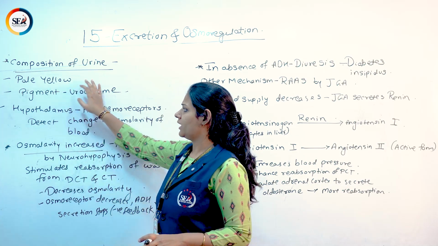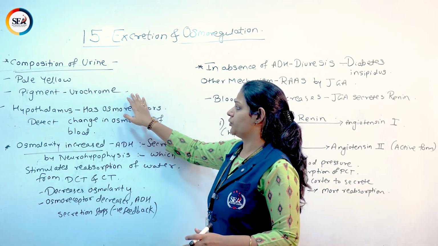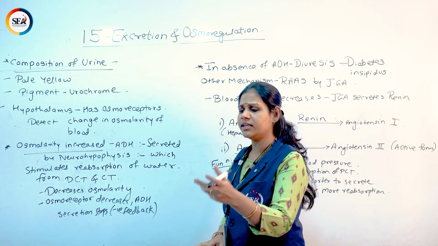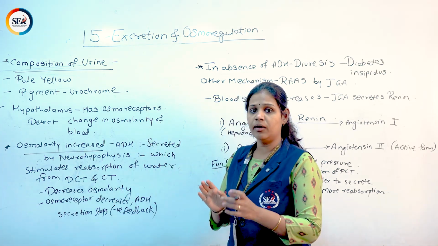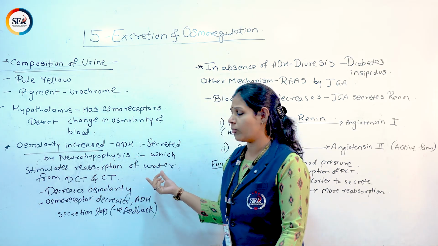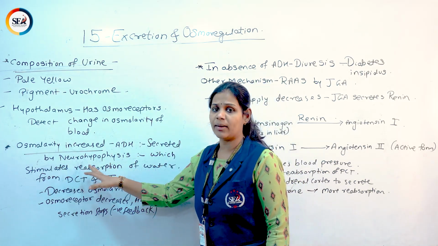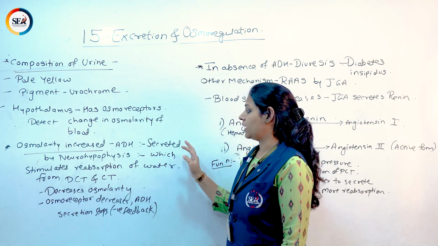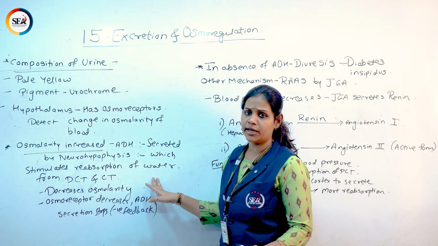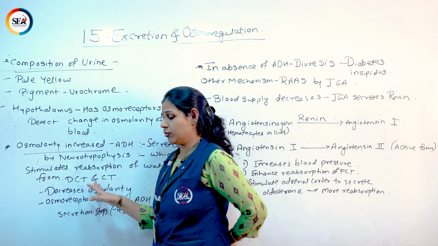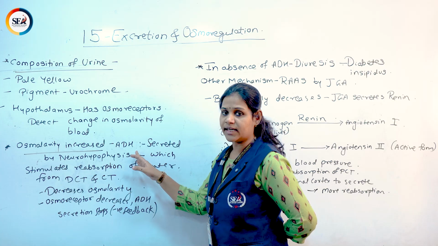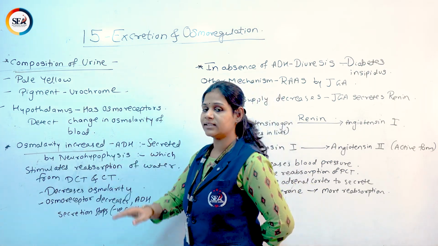The color of urine is pale yellow. The pigment is urochrome. The hypothalamus of the brain has osmoreceptors which can detect a change in the osmolarity of the blood. For example, if the osmolarity increases, ADH, that is antidiuretic hormone, is secreted by the neurohypophysis, that is the posterior pituitary, which stimulates reabsorption of water from the DCT, distal convoluted tubule, and from the CT, that is the collecting tubules. Due to ADH, the osmolarity is decreased.